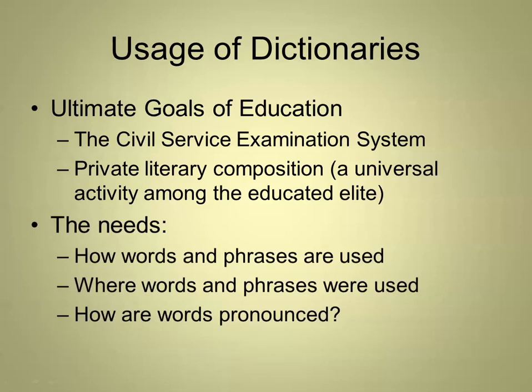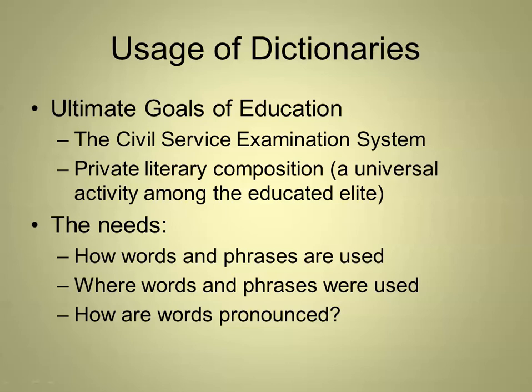So what were the needs of these students? They needed to know how the words and the phrases are used or have been used, where they were used, what classics, so they could look those up. And they needed to know how the words were pronounced. These were the three goals, the three needs of early Chinese learners of characters.